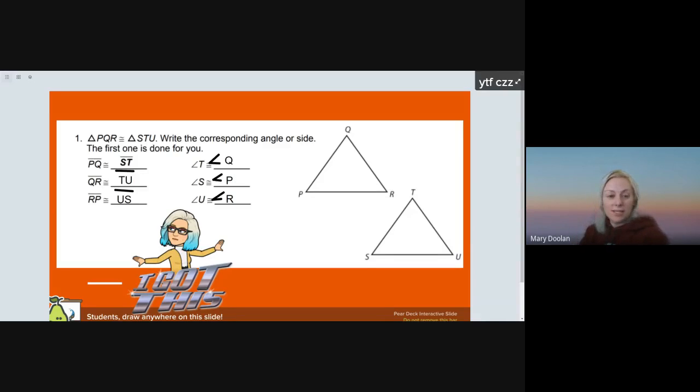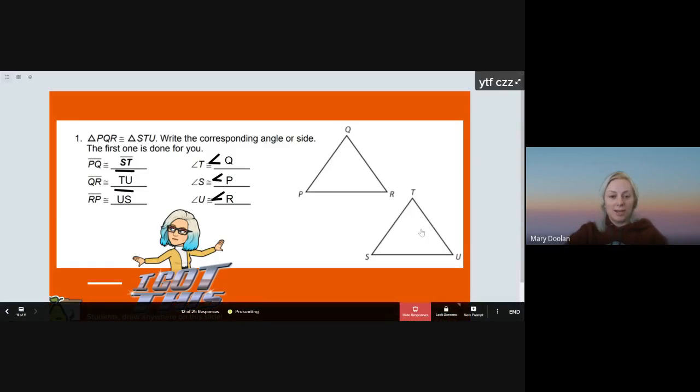Now, sometimes with these, they can get a little tricky, especially if the picture you're looking at, you don't know if it's been rotated or something, or maybe it is rotated and you're trying to think about it in your brain. One thing that's really easy to do is look at the order. If they give you what you have here, triangle PQR is congruent to triangle STU. These letters are already ordered so that they're congruent. So P matches with S, Q matches with T, R matches with U.